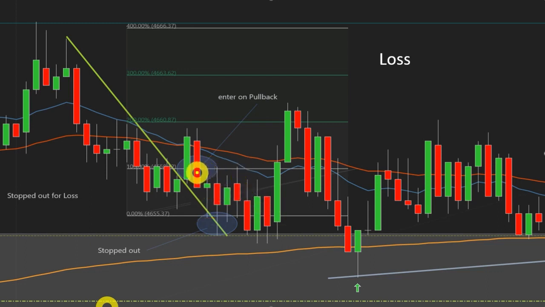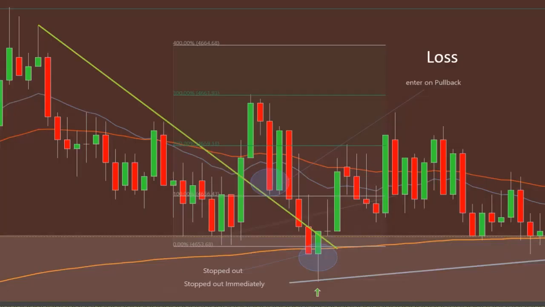Okay, but let's just say we got in right here as it pulls back. Stop loss is under the pivot. First target's right here. Price does nothing but come down and stop us out immediately. So that's a failure. That one failed miserably. All right, let's take a look at the next one.